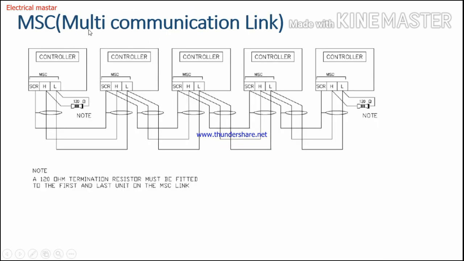And I mentioned the multi-communication link, MSC. Like this, suppose 5 generators are connected in parallel: from the MSC link you have to take 3 cables, SCR, H and L, to connect to the second generator, from the second to the third, third to the fourth and fourth to the fifth. And one more thing you have to remember: the first generator and the last generator should have a 120 ohm resistor connected between H and L. Like this way you have to connect it. That is the MSC link connection.